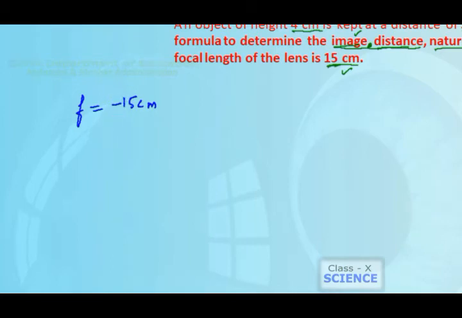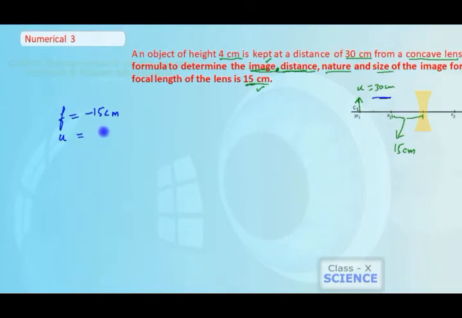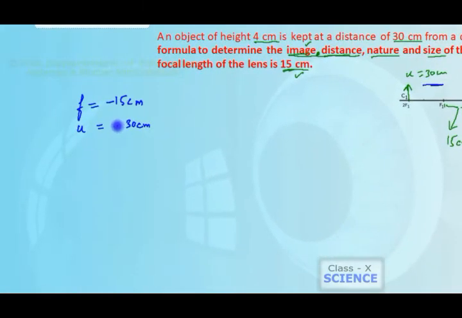What else is given? Here object distance is given, so u is equal to 30 centimeter. Negative or positive? It is on the left hand side, so we write minus. And what we need to find? Image distance, that is v, we don't know. And what else we need to find? The height of the image also we have to find, right? Height of the object is given, so h is equal to 4 centimeter, right?